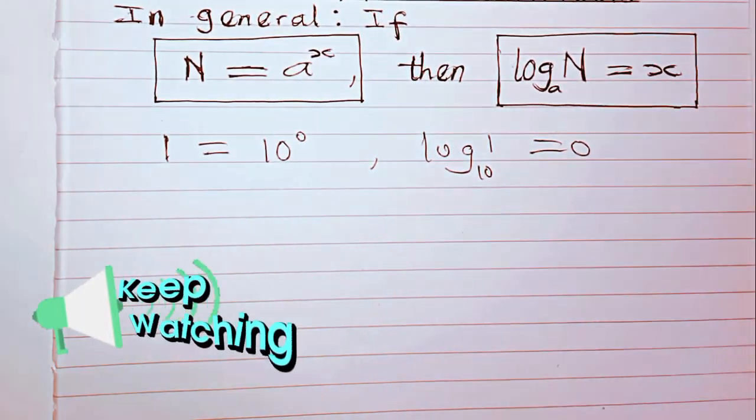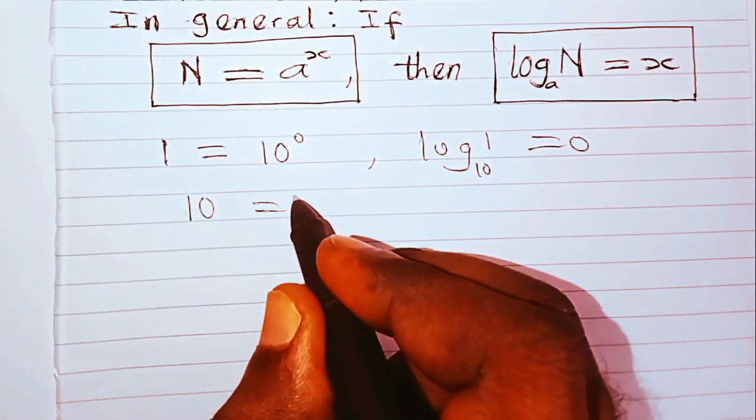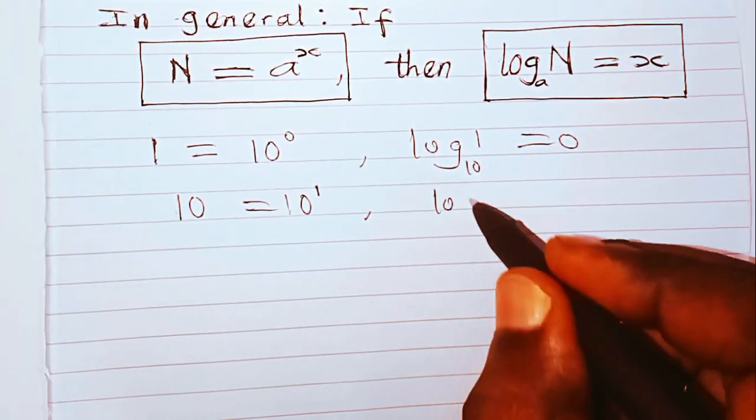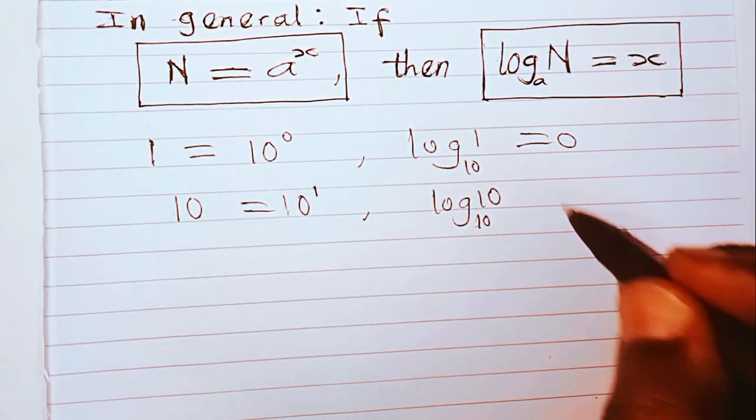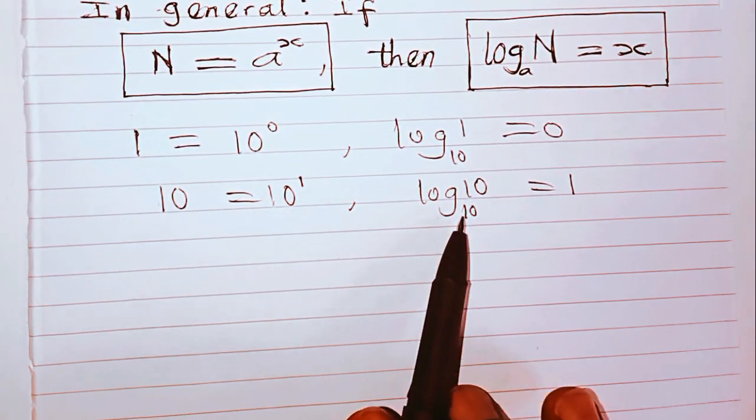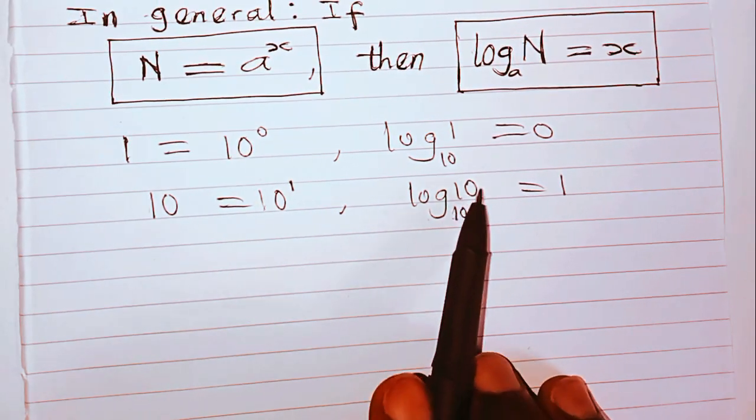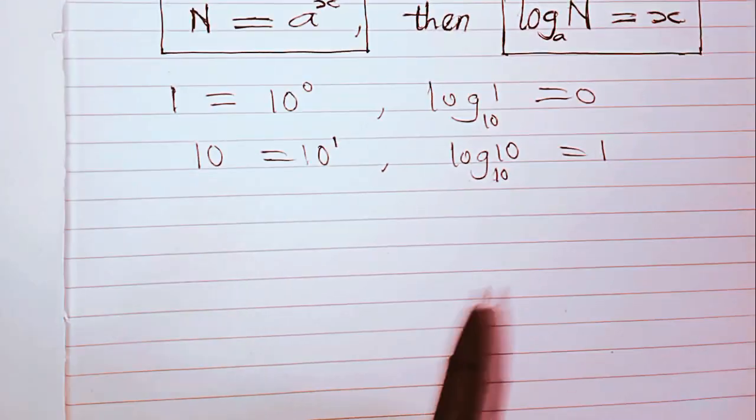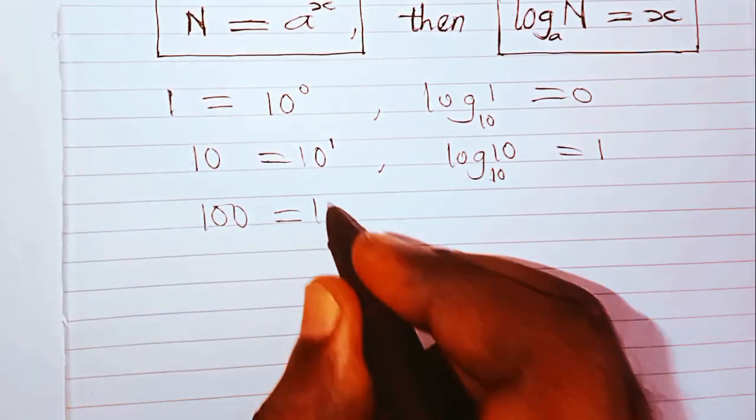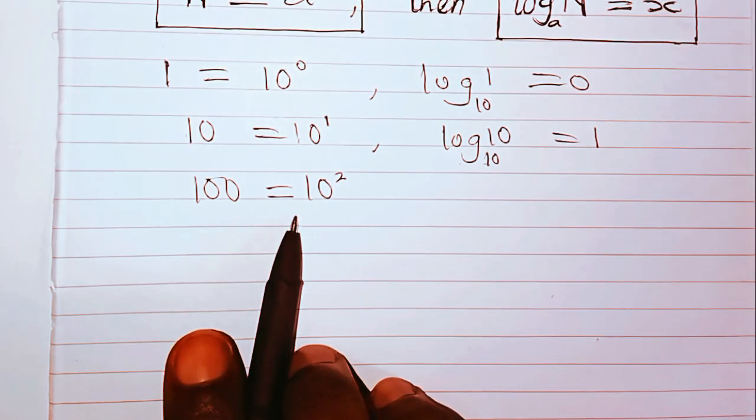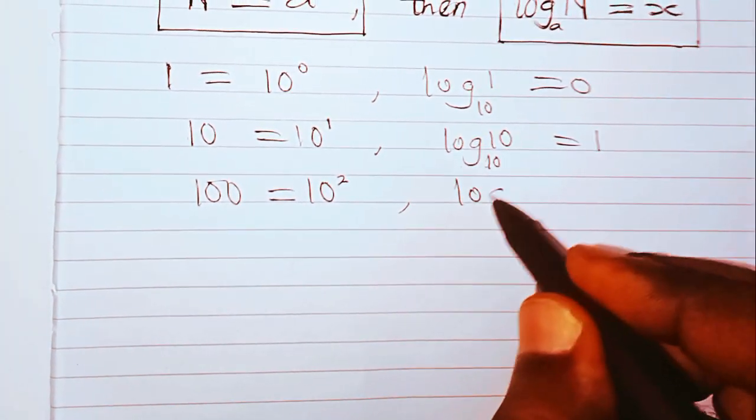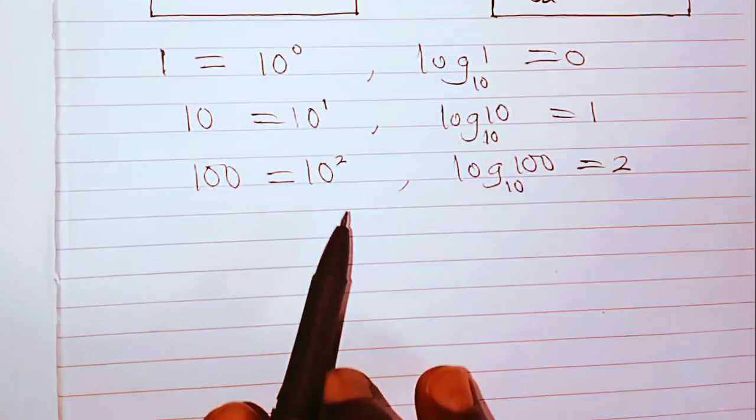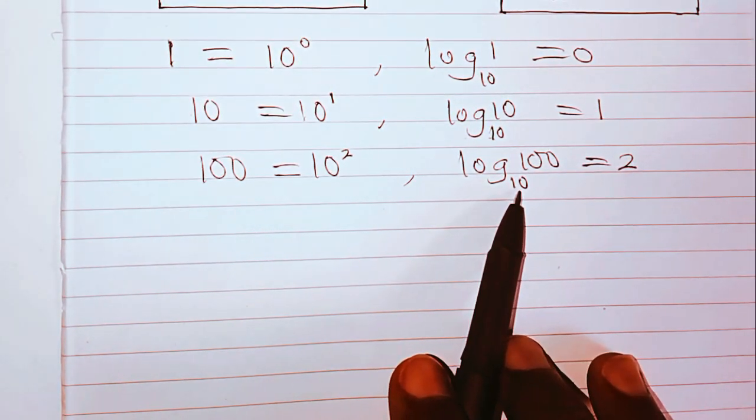And then, in the same vein, if 10 equal to 10 raised to the power of 1, then changing this to the log form is going to be log 10 base 10 equal to 1. So the base always stays as the base of the log itself. Okay, log 10 base 10 equal to 1, or 10 raised to the power of 1 equal to 10. In the same vein, if 100 equal to 10 squared, then changing this to log form is going to be log 100 base 10 equal to 2. So you can see that the base always stays as the base of the log itself.